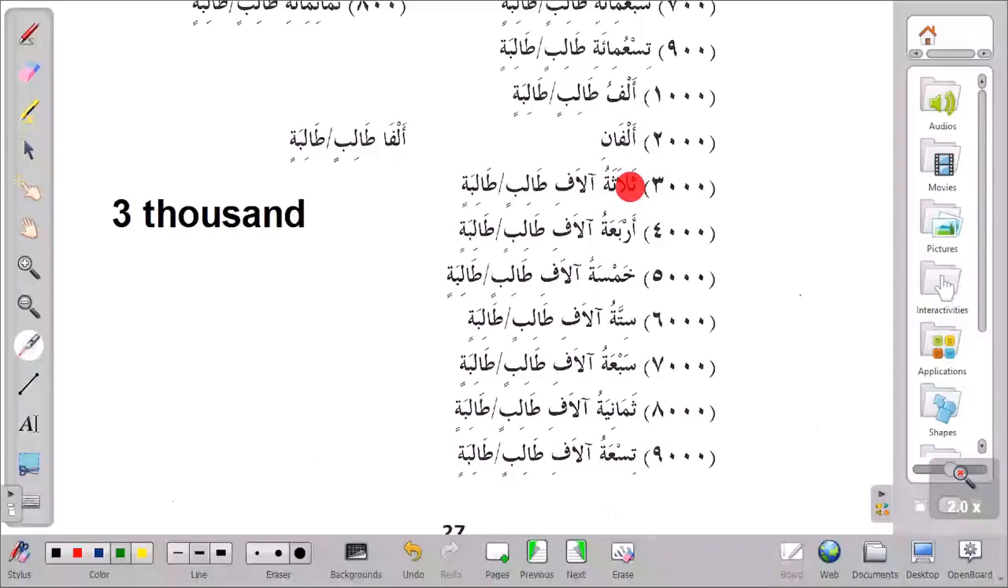Unlike mi'a, the thing is always going to be masculine, like hamsu mi'a, salasu mi'a, arba'u mi'a, you see. But here, alf is masculine, so the number is going to be feminine. Always, da'iman is going to be feminine. So salasatu alafi, arba'atu alafi, hamsatu alafi.